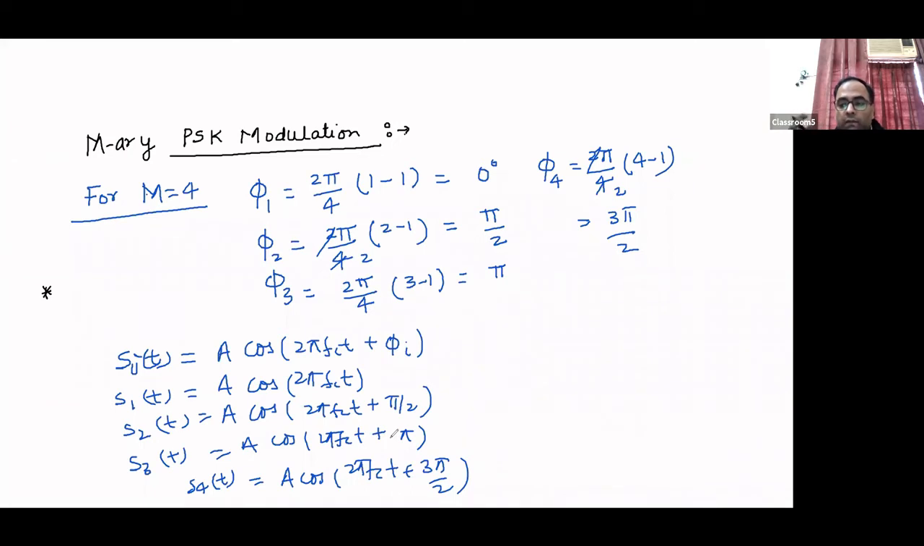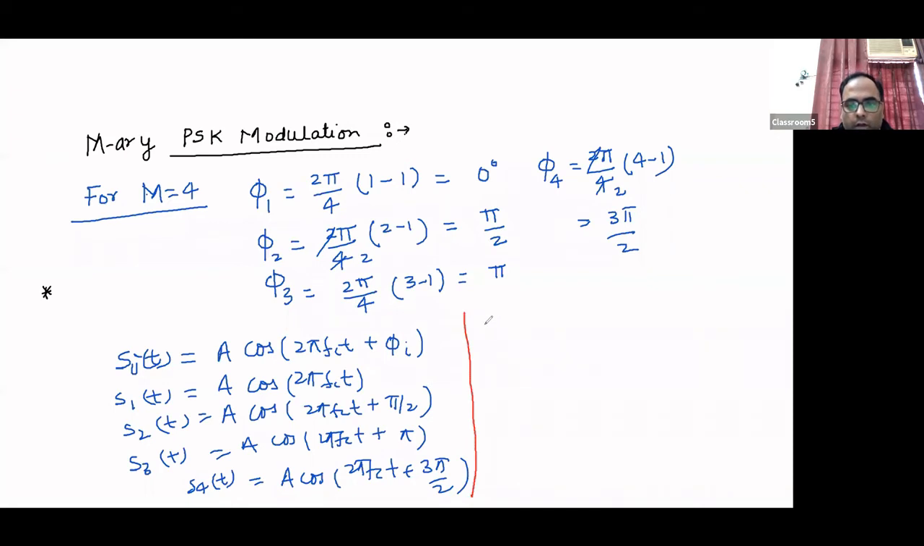But because the thing which is changing in all these four signals is the phase, we can say that we are putting our information inside the phase. That's why the modulation scheme is phase shift keying, right? And if you talk about M equal to 4, this M equal to 4 can also be named as, this is a very popular notation, I should write it down here.